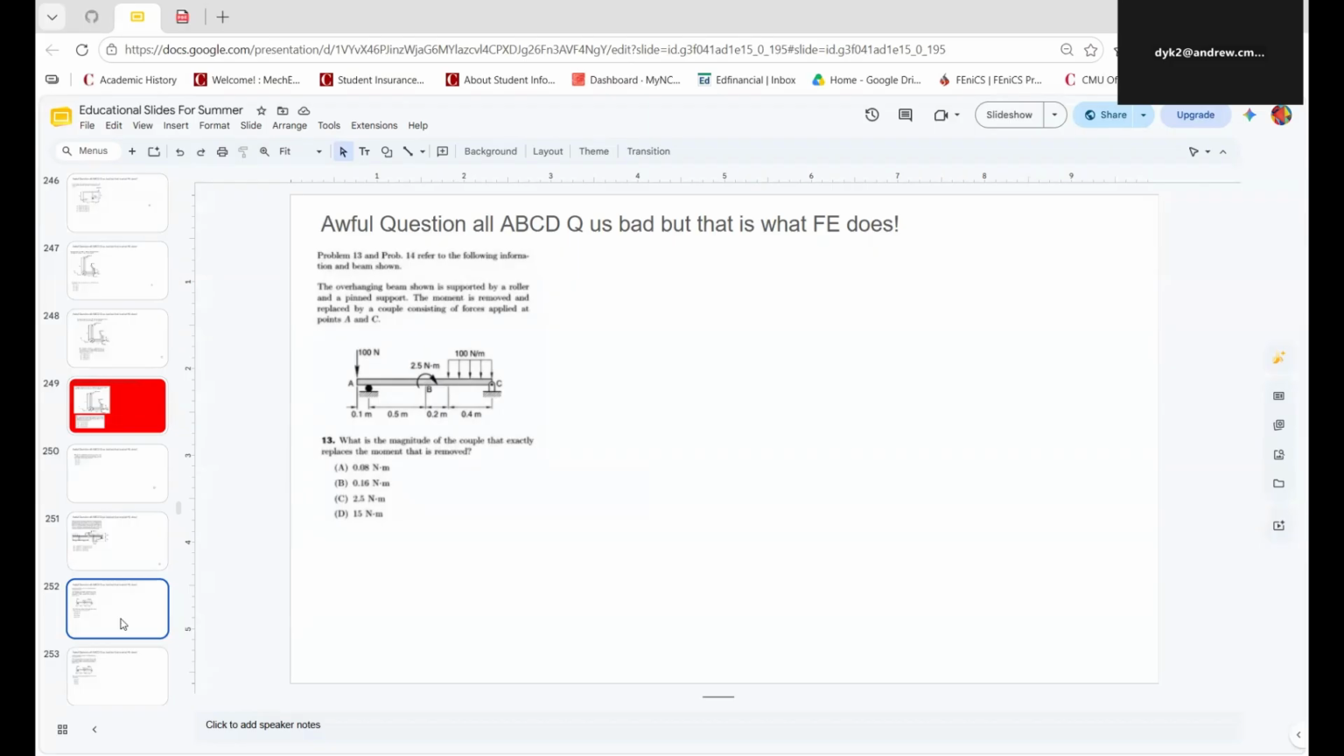The wording is a little bit, I don't like it, but the moment is removed and replaced with a couple of forces applied at points A and C. Oh, I get it now. Okay. I don't really know why they would test you on this. Maybe there is actually a real point to it, or it's just a test. Maybe in the real world, industry has something that I don't know about. Okay, so I'm the fool, and I should be more worried.